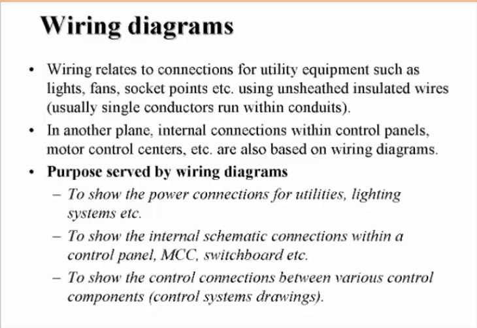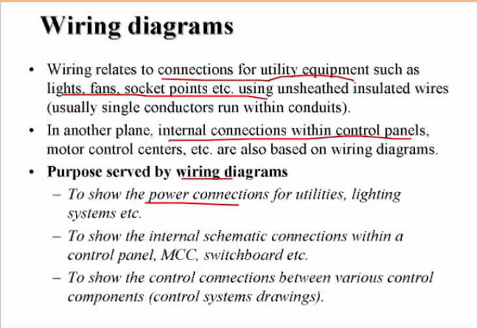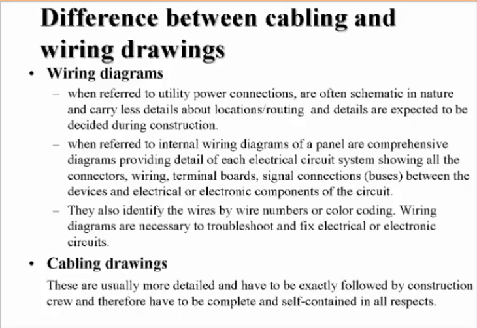Then wiring diagrams. Wiring relates to the connection for the utility equipment, such as the lights, the fans, the socket points, etc. In another plane, it's the internal connections within the control panels that you'll get on the wiring diagram. What's the purpose of your wiring diagrams? Is to show the power connections. It shows the internal schematic connections within the control panel, and to show the control connections between various control components.